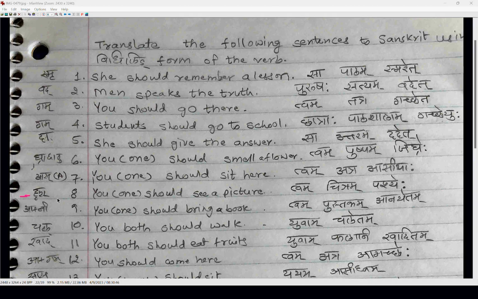One should see a picture. Tvam chitram pashyehe. One should bring a book. Tvam pustakam anayetam. Right. Why anayetam?